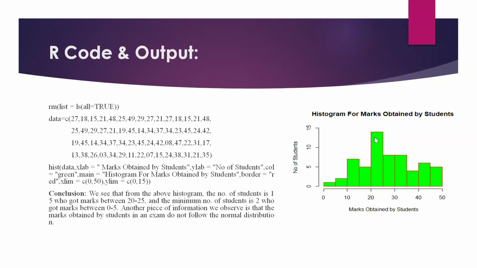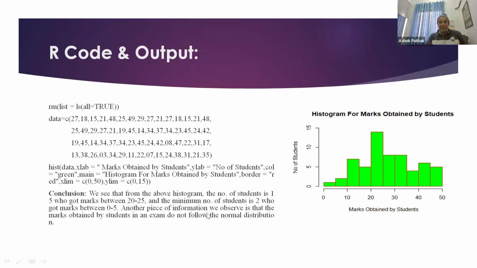The number of students at least is two or three, one or two. It looks like if you make a more discrete scale, then it will be more visualized. So in place of 0, 5, 10, we can make it more discrete, like 1, 2, 3, 4, 5. So we see from the diagram that the maximum number of students, 15, got between 20 to 25, and the minimum number of students, 2, got marks between 0 to 5.